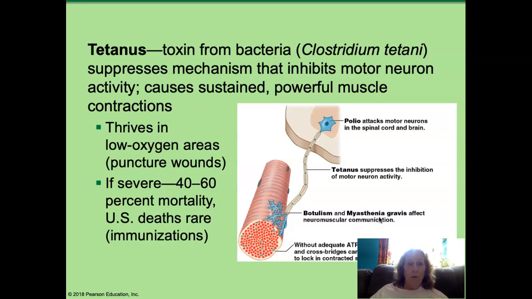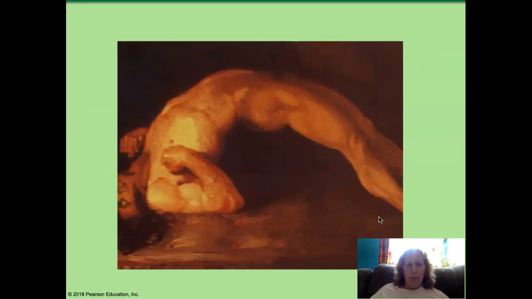They love low oxygen conditions. It's got a very high death rate, 40 to 60% mortality. We don't die from it in this country because most of us are immunized. So in the past, without immunizations, tetanus would cause total body contractions. And in this case, arching backward because the back muscles are stronger than the abdominal muscles.